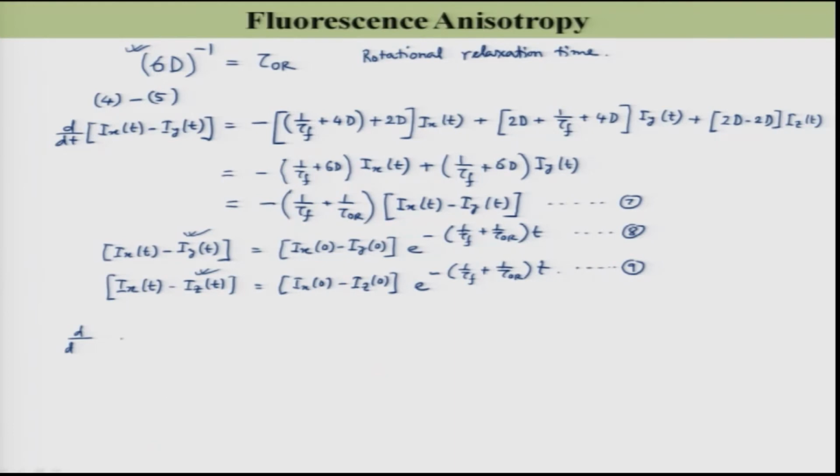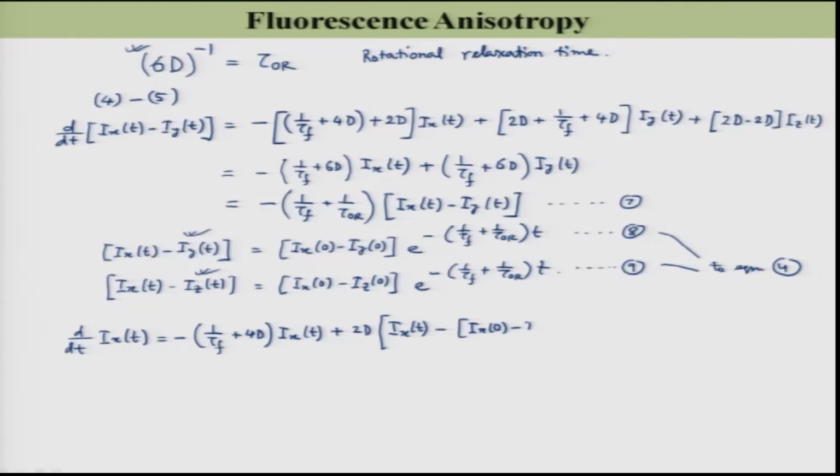and now putting the value of these two into equation 4, what we will have is d/dt of I_x(t) equal to minus 1 over tau_f plus, I am writing this as 4D because I did not have this 6D term which I can replace till now, plus 2D times I_x(t) minus I_x(0) minus I_y(0) e to the power minus (1 over tau_f plus 1 over tau_r) t will be here, and the whole thing in the square bracket, right. So, this is for this y term and I should also write the z term.